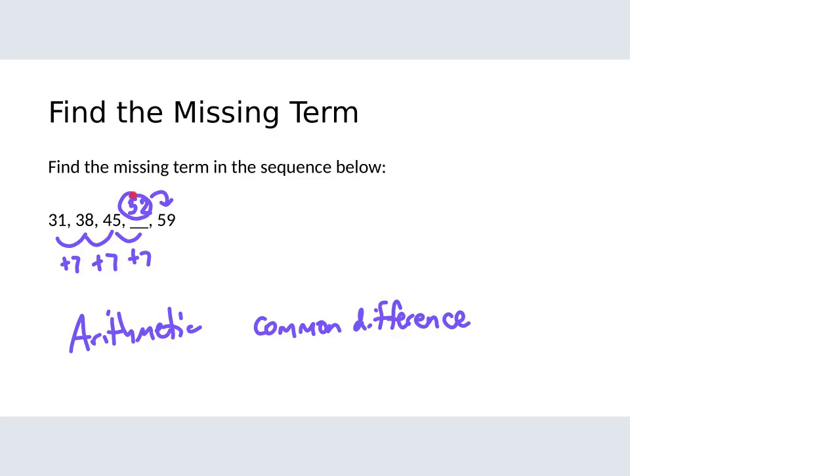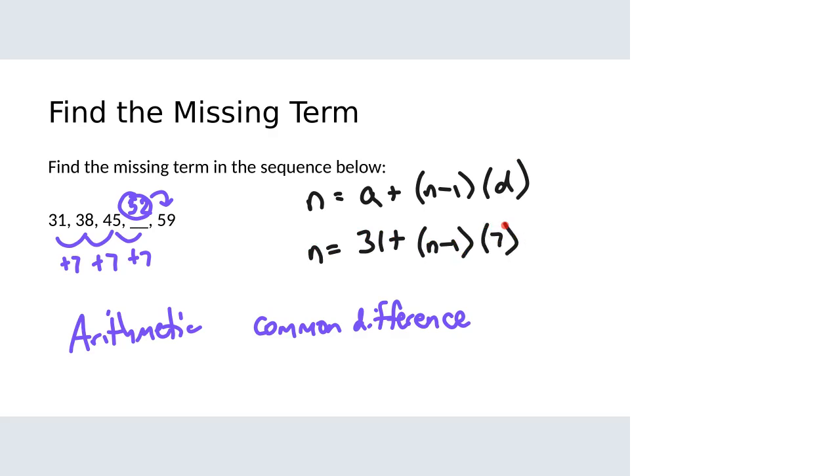Oh, and as long as we have it here, I'm just going to go ahead and revisit. So for an arithmetic sequence, it's a plus n minus 1 times d. And so that's going to be n equals 31 plus n minus 1 times 7. And that would be our formula for the nth term. Just to practice that when we have the opportunity to. Let me know if there's anything on there that doesn't make sense or you're not sure where it came from. All right.